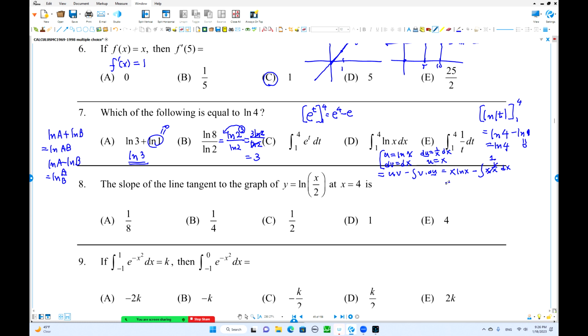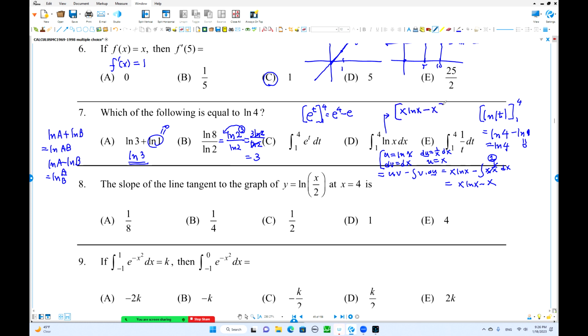So I could just write x ln x, minus the integral of this one, which is how much? x, right? The antiderivative of 1 is x. So this one's antiderivative, we memorize this one, okay? This is a very popular one: x ln x minus x.